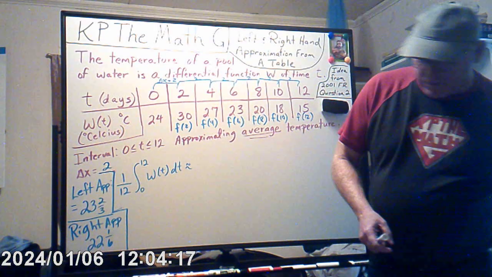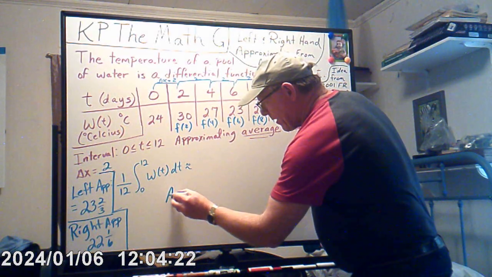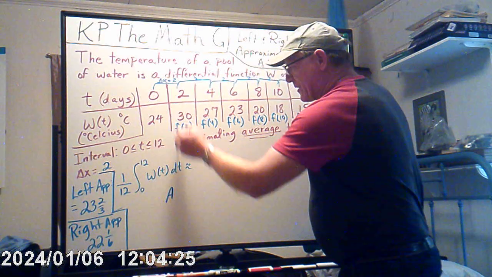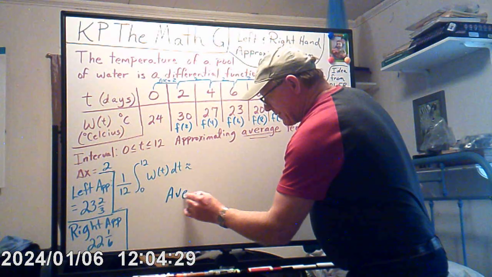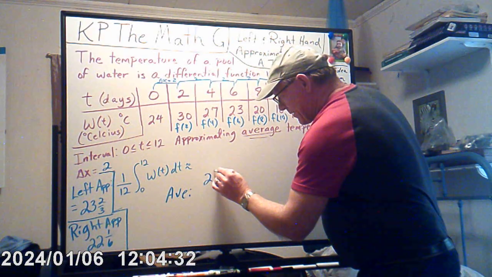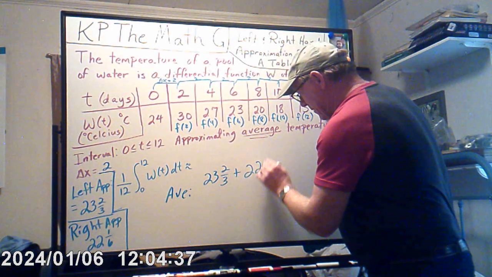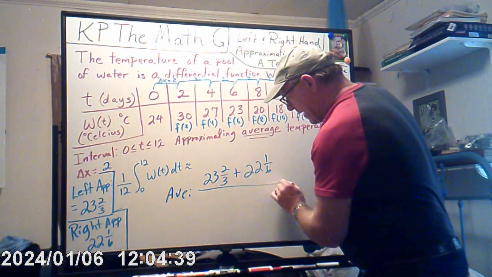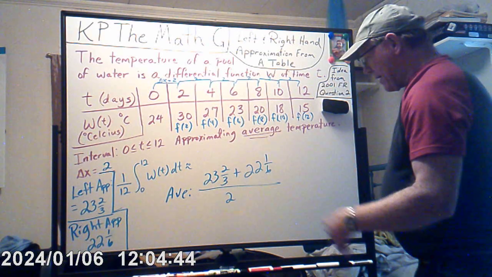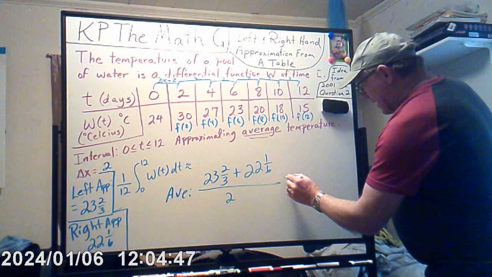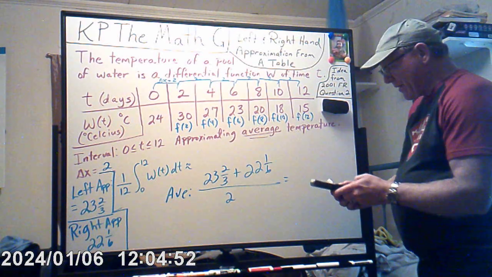We're getting an average, and already these are averages, but we want the average of these two. Alright, so the average is 23 2/3 plus 22 1/6 divided by 2. Okay, that's what you're doing. I can do it by hand either way, but I might just do it by calculator. Let's see what I get if I do it this way.